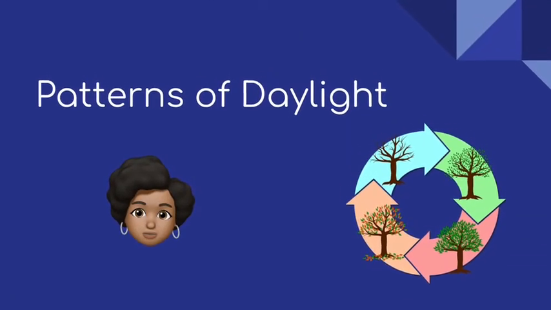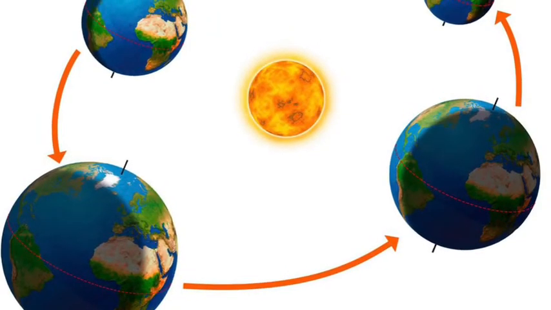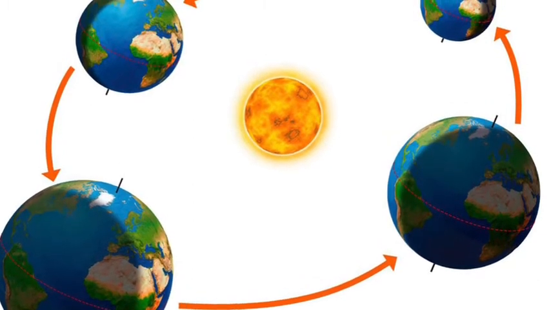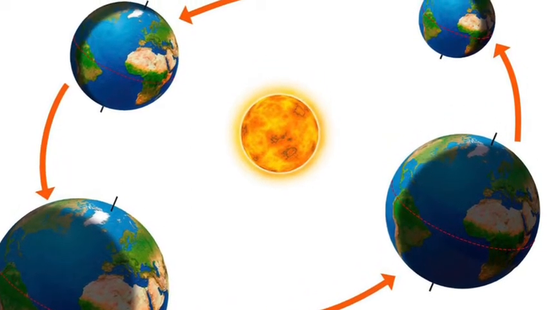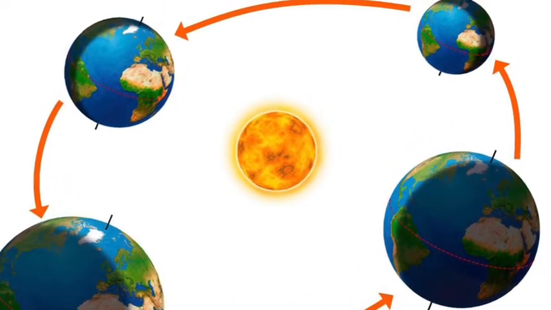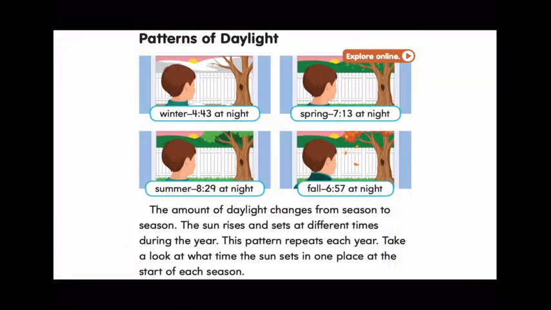Now, let's talk about patterns of daylight. Earth's tilt and orbit causes the seasons to change. That means the weather changes. It also means the amount of daylight we have changes too. The amount of daylight changes from season to season. The sun rises and sets at different times during the year. This pattern repeats each year.